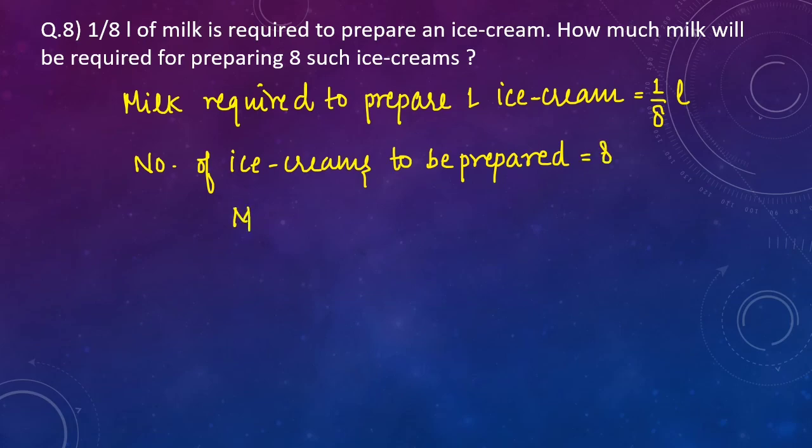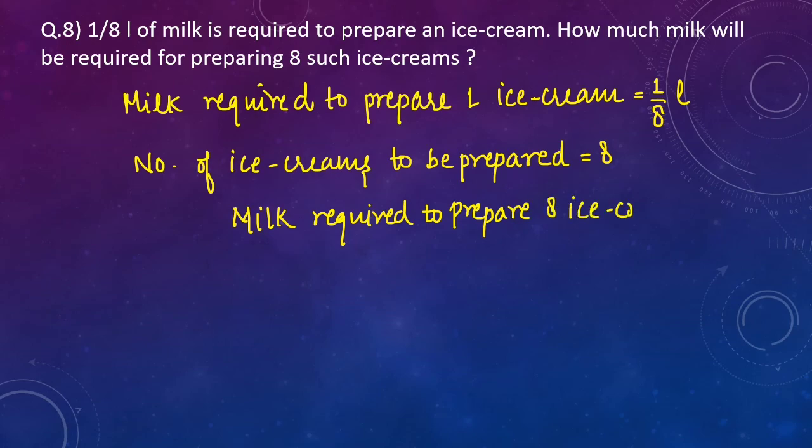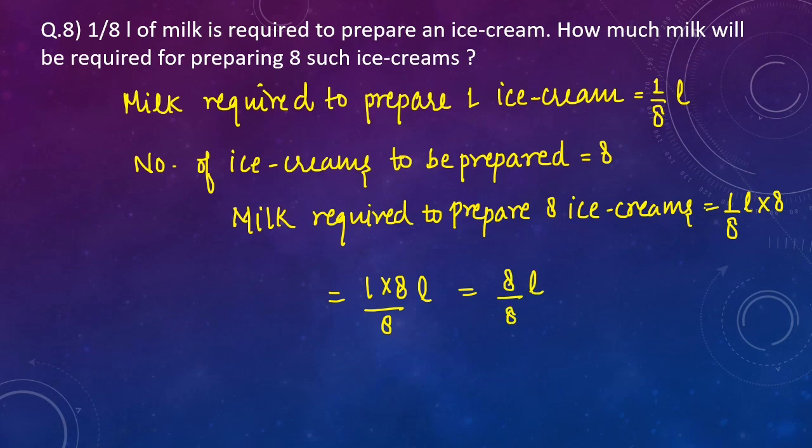So milk required to prepare 8 ice creams will be equals to 1 upon 8 liter multiplied by 8. So 1 into 8 upon 8 liter, which is equals to 8 upon 8 liter. And 8 upon 8 means 1 whole. So milk required to prepare 8 ice creams is equals to 1 liter.